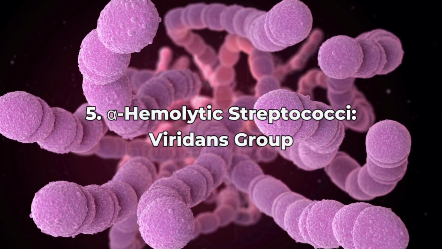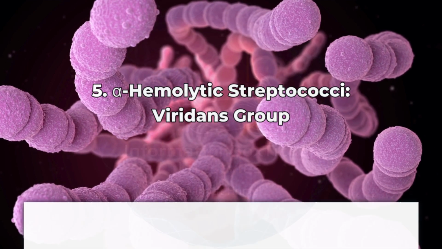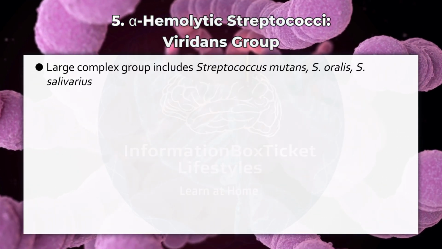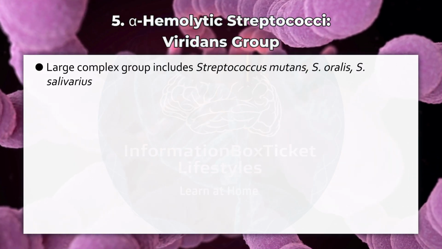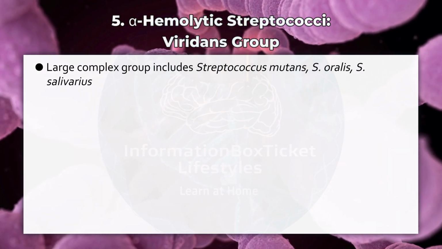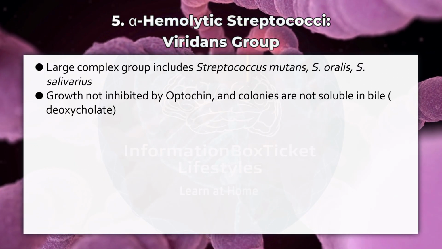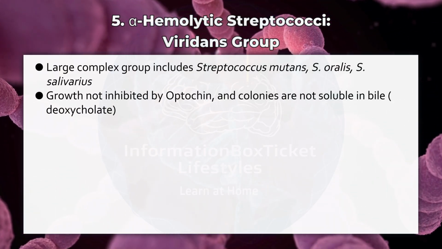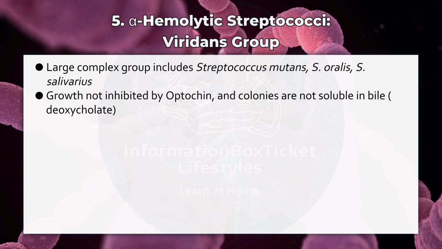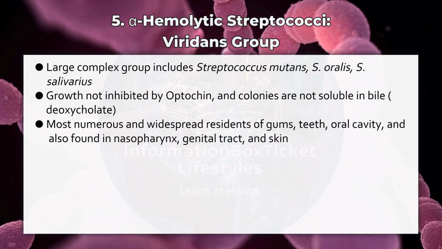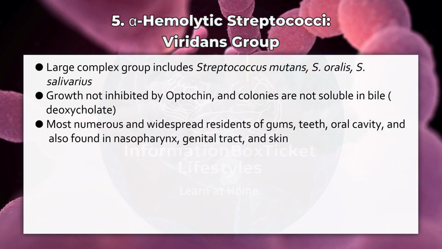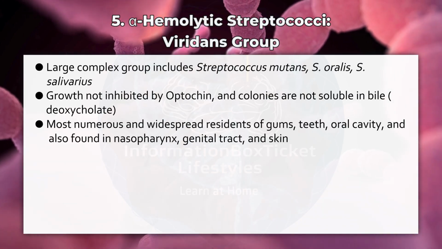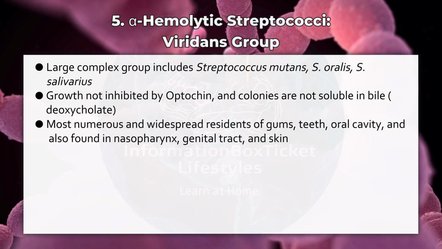α-Hemolytic Streptococci, Viridans Group. This large complex group includes Streptococcus mutans, Streptococcus oralis, and Streptococcus salivarius. Growth is not inhibited by optochin, and colonies are not soluble in bile deoxycholate. They are the most numerous and widespread residents of gums, teeth, and oral cavity, and are also found in the nasopharynx, genital tract, and skin.